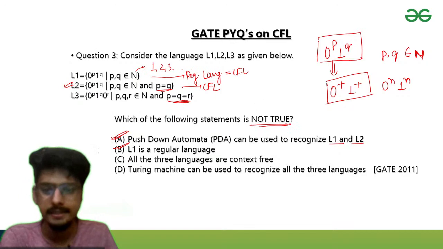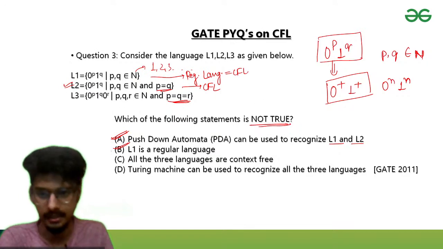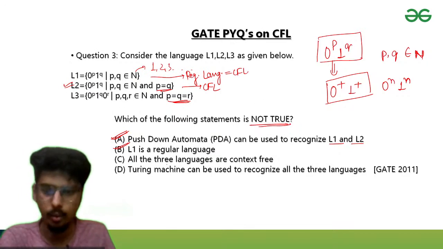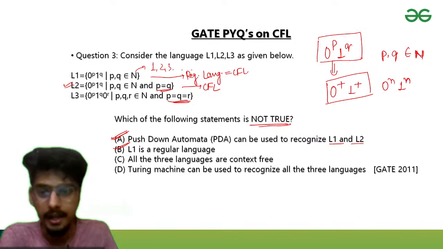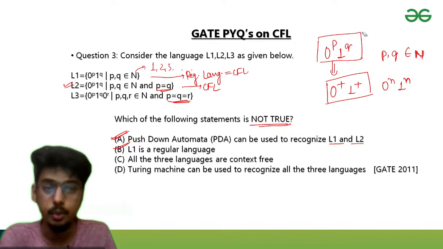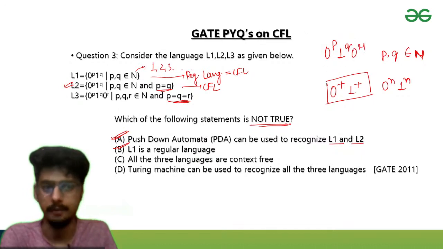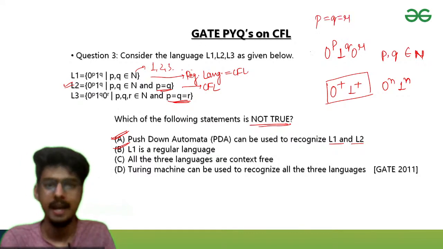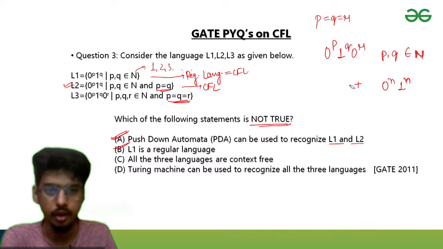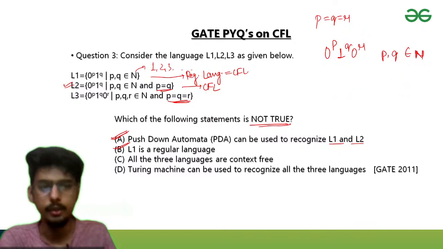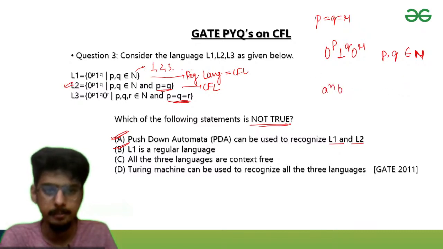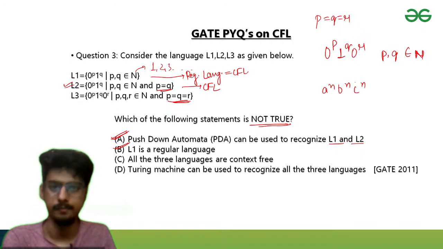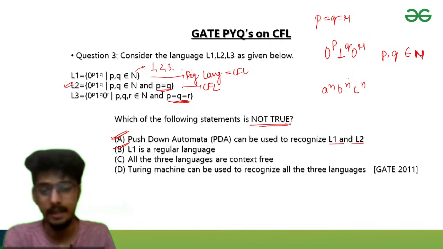Okay, then let's have a look at the third, L3, because the third statement says that all the three languages are context free. Now over here you have two comparisons again, 0^p, 1^q, and again 0^r, and you want p equal to q equal to r, and this is very similar to the form which I told you, like a^n b^n c^n. You cannot compare two things at a time, right?